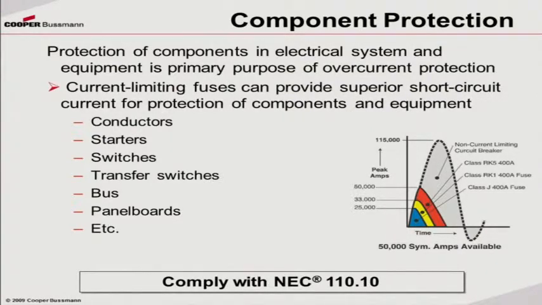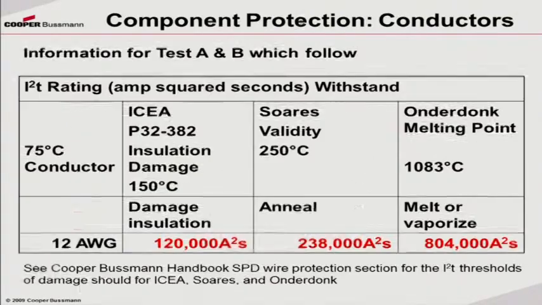So a 75-degree rated conductor has ratings then for how much I squared T it can stand based on different test methods. And there's 3 different tests here. You can see different levels based on the way it was tested for a piece of number 12 copper wire. So we can run a test and see what will happen.